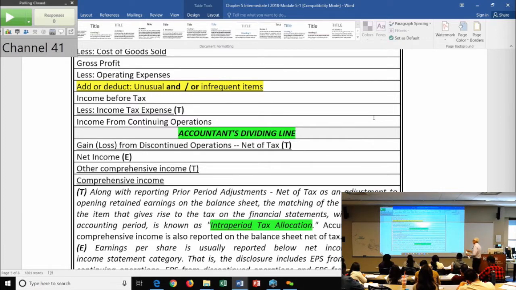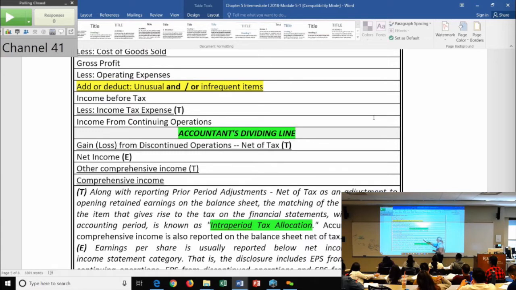And then the other thing too is earnings per share. Earnings per share is only on net income. There's no earnings per share on discontinued or continuing operations here, but there will be when we make those disclosures. So earnings per share is shown on each separate source of income. So we're going to see EPS on continuing operations and on net income. You could show it on discontinued. You don't show earnings per share on anything above the accountant's dividing line.